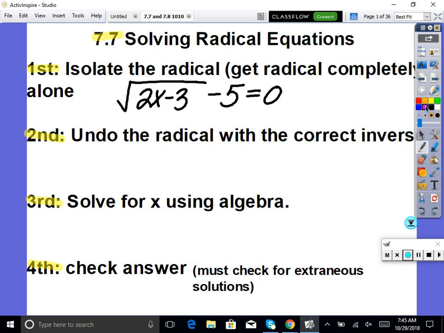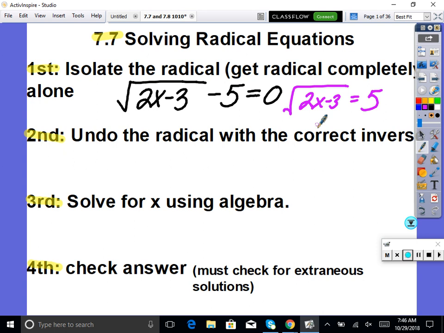So after that, let's do our first step in this example here. Get the radical on one side of the equation. Don't we need to add 5 over? Then we would have root 2x minus 3 equals 5. So that's our first step. Then second, nothing can be even multiplied. If there was a 2 in front of the radical here, we'd have to divide by 2. Nothing can be added, subtracted, multiplied, or divided to our radical.